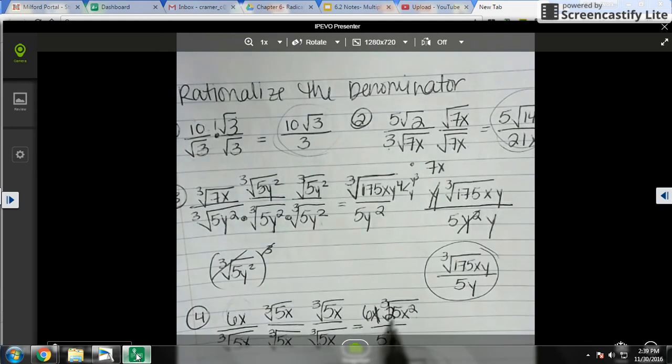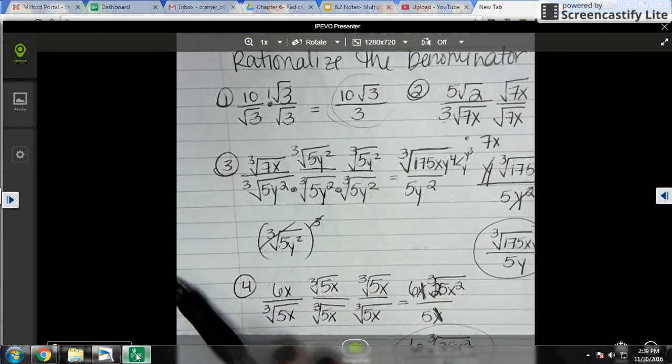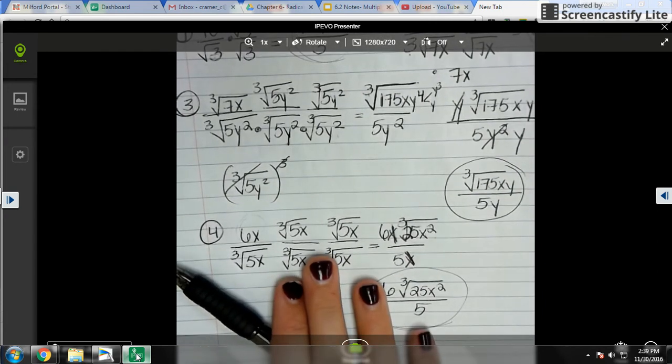And make sure as you're doing these, you're always looking for absolute values unless it says assume all variables are positive, which it will say on your worksheet for this section.